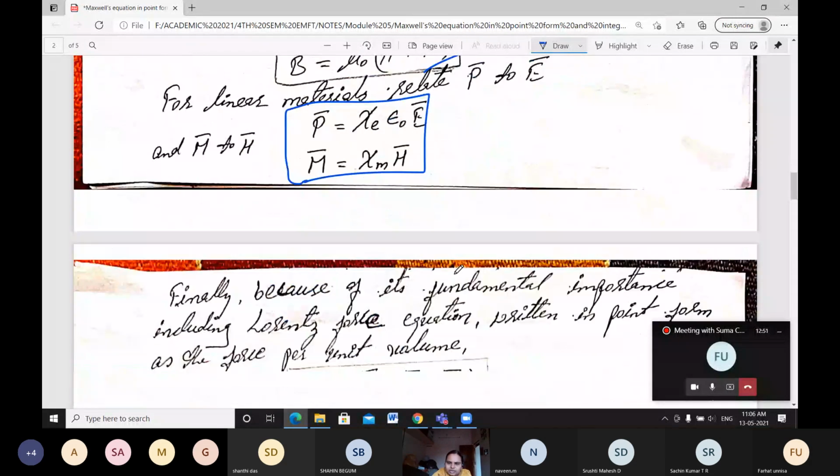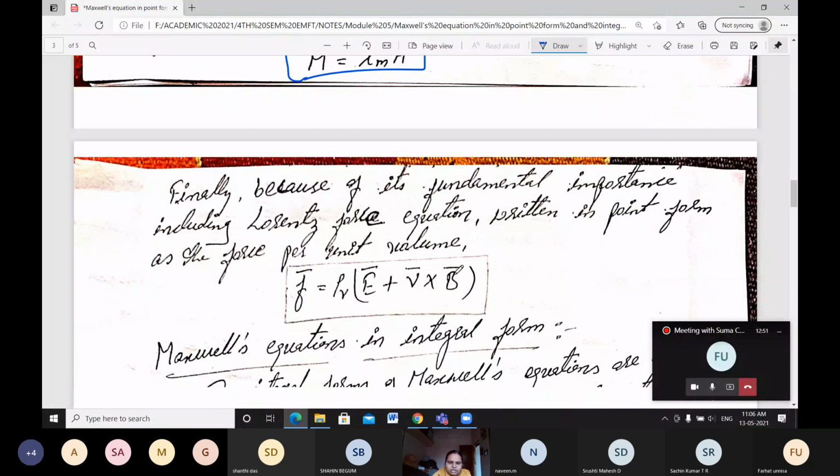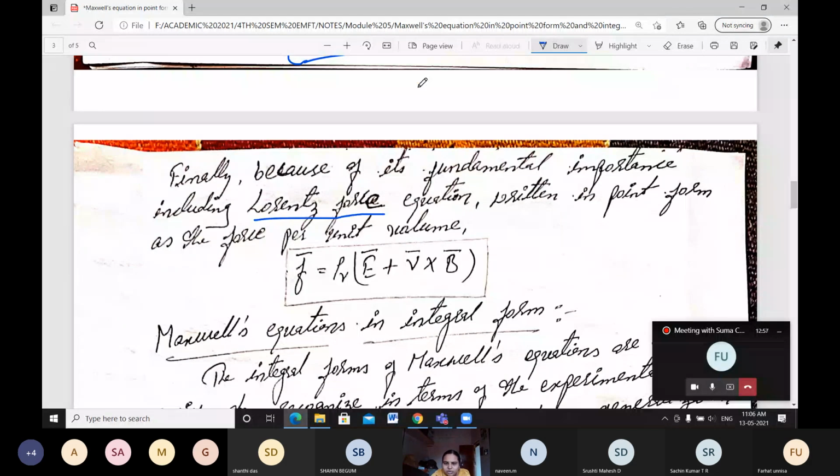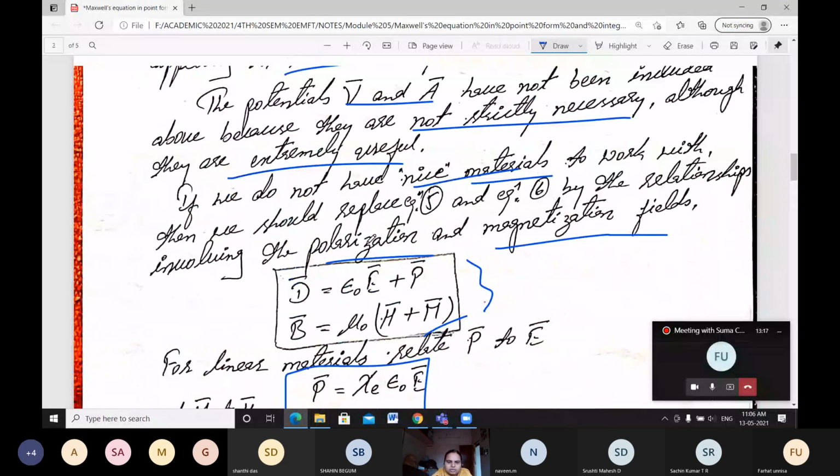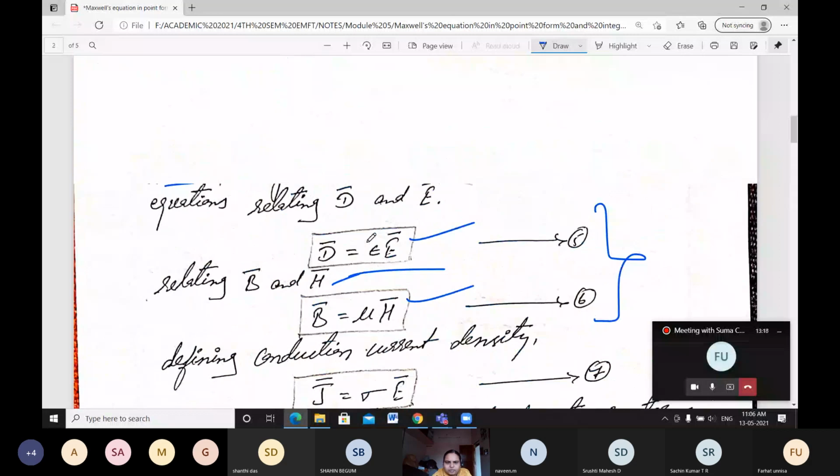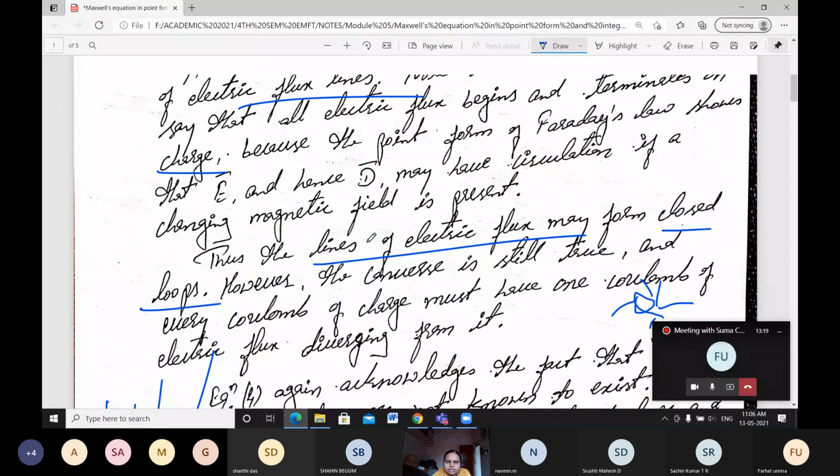Then, because of its fundamental importance, we include the Lorentz force equation, written in point form as a force per unit volume: F is equal to rho v times (E plus v cross B). This is the equation proposed by the Lorentz force law. These are the equations in terms of point form, Maxwell's equations in point form.